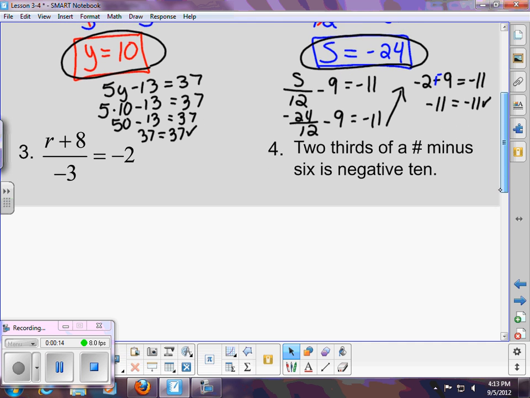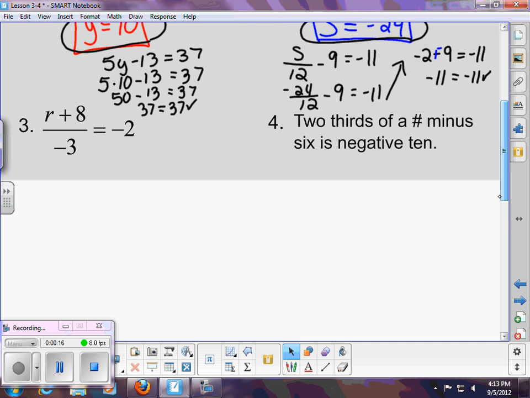We're now on example number 3 in our notes, which is (r plus 8) divided by negative 3 equals negative 2. Remember, we're working backwards. And in working backwards, we undo the last operation that we said. So let me read that one more time. (R plus 8) divided by negative 3 equals negative 2.